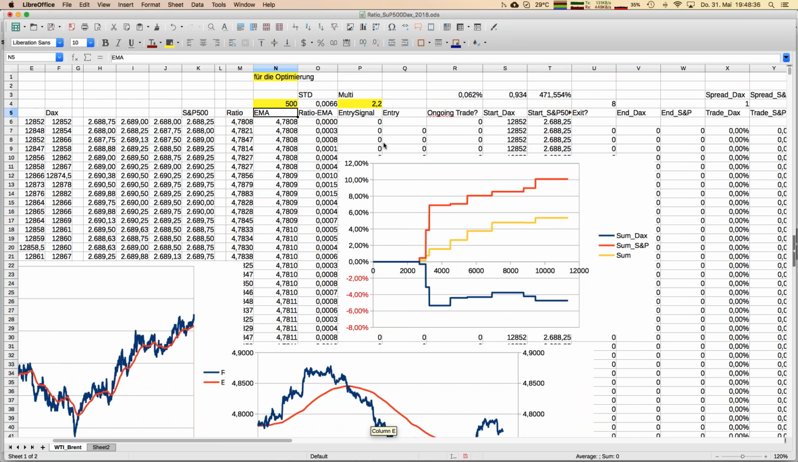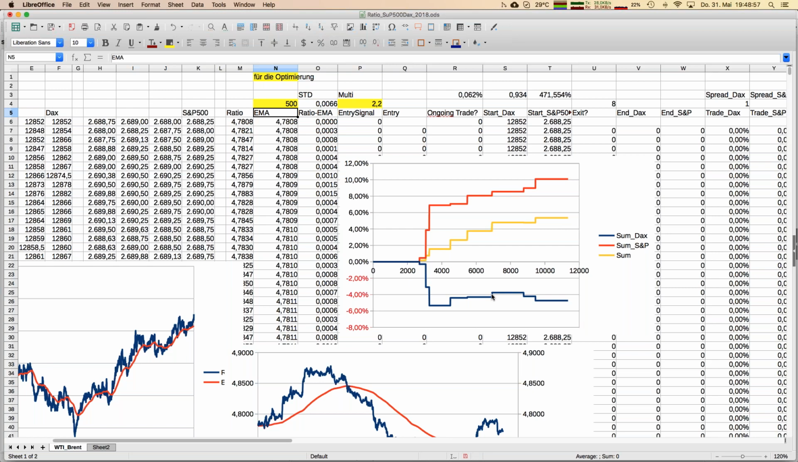Equity, I have to explain a little bit. Originally, we always have 2 results for each pair trade. We have a result for the S&P 500 trade, either long or short, and the DAX trade, either long or short. And what counts finally is only the yellow curve, because we have to sum up both trades.